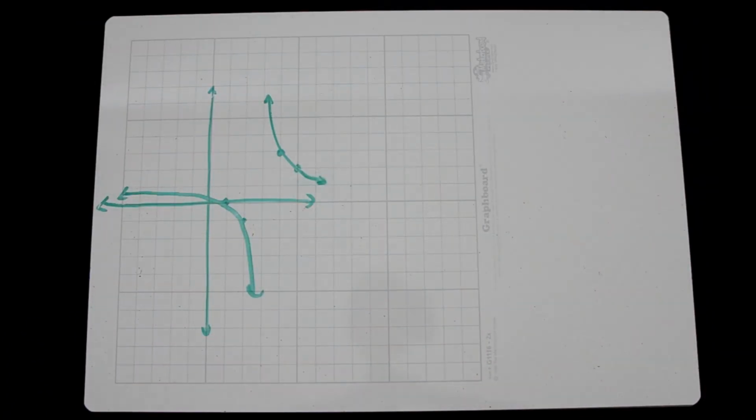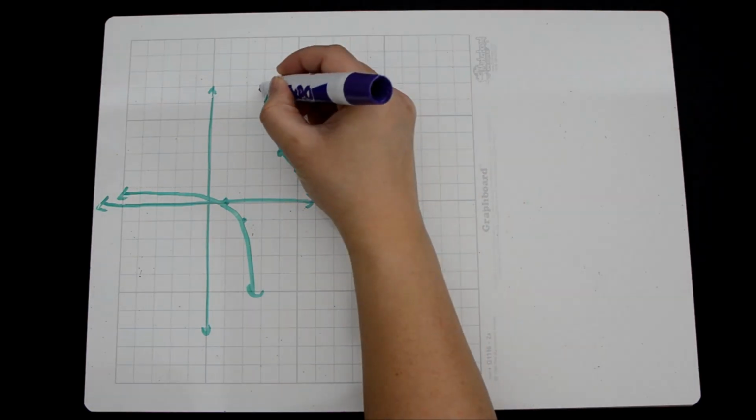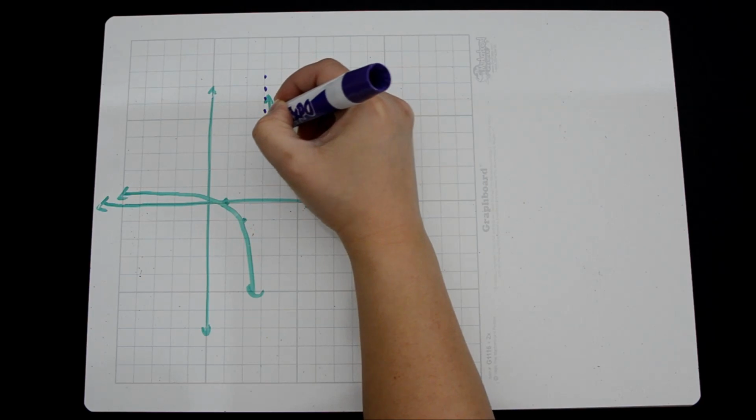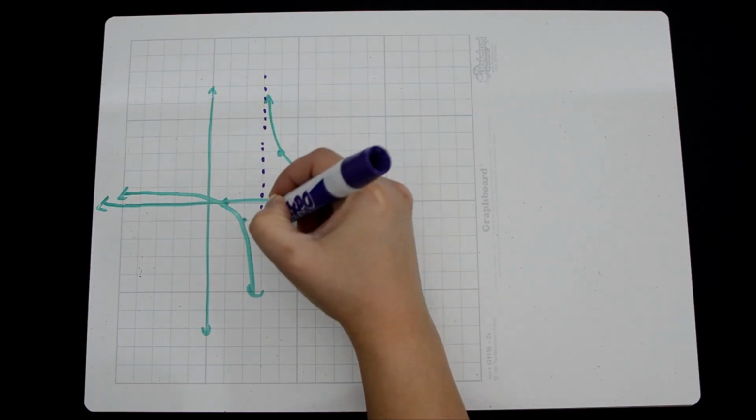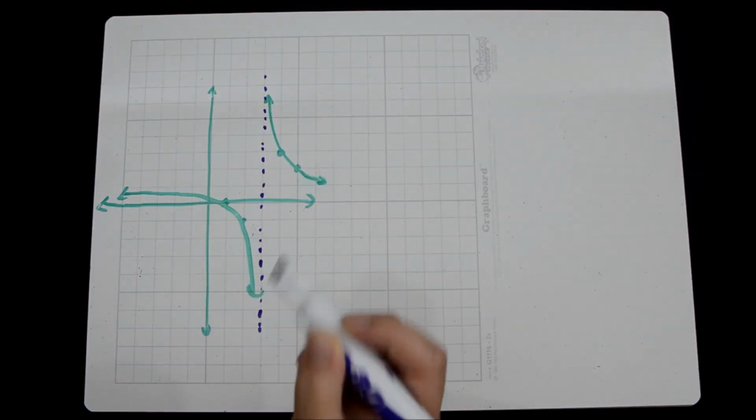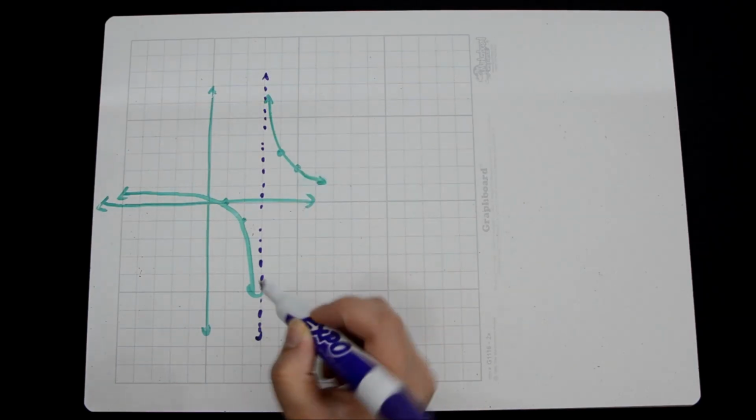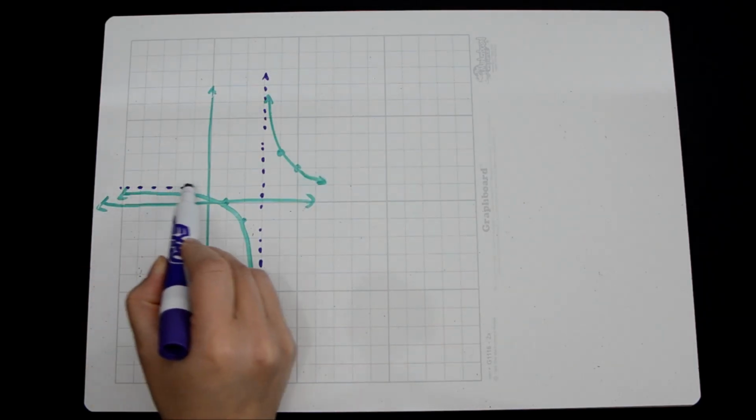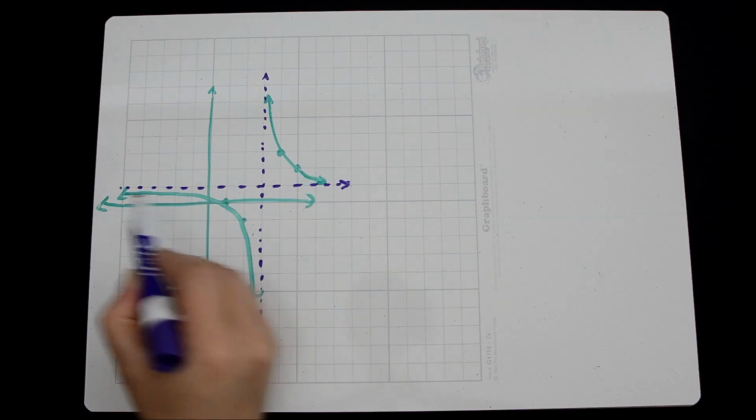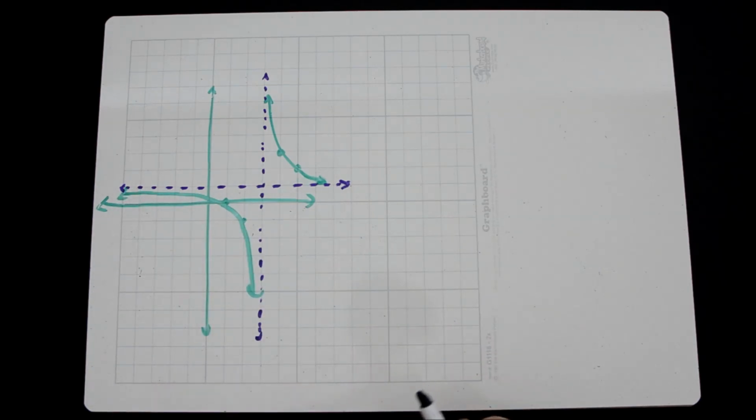So looking at this graph, the first thing we want to do is identify our asymptotes. It looks like we have a vertical asymptote here at x equals 3. And then we have a horizontal asymptote at 1. And we're going to use that information to fill into our transformation function.